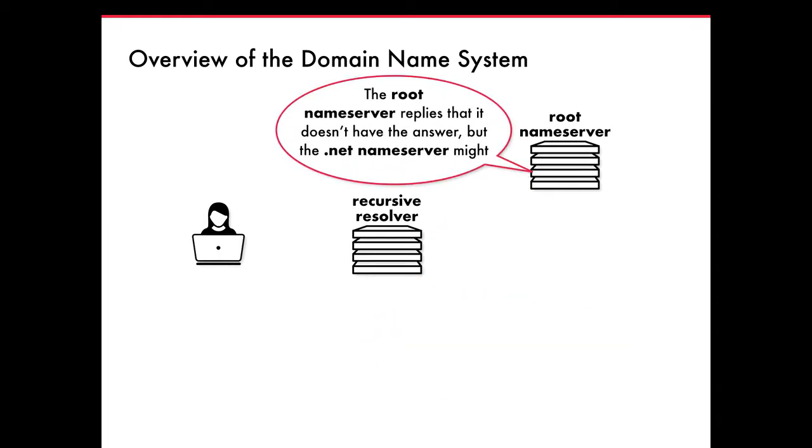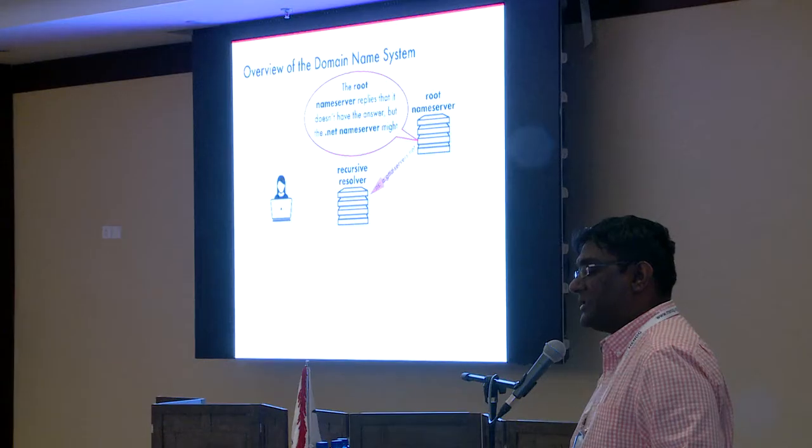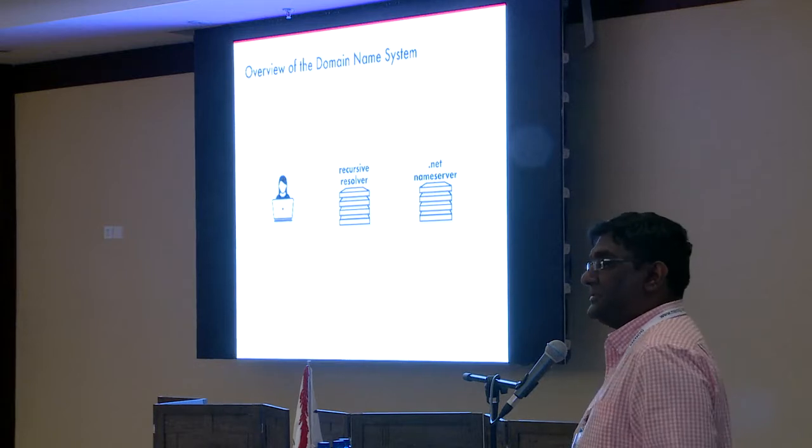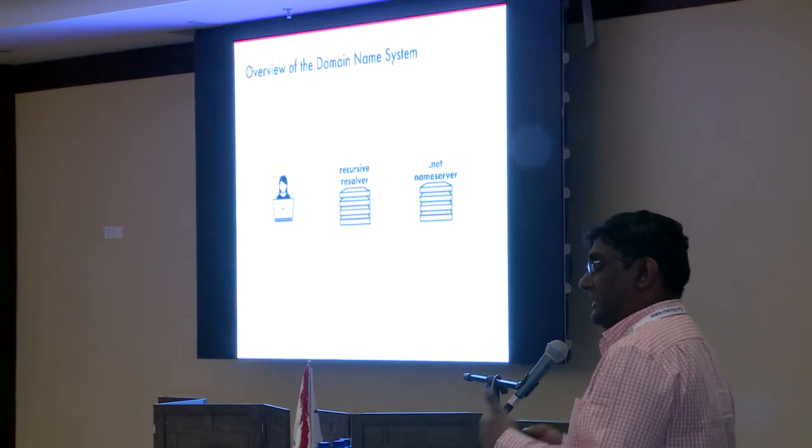It says, how do I get to www.example.com? Now, of course, the root name servers don't know about example.com or example.net. It replies with the information for .net, and you go through the process over and over again. It's the iterative DNS recursive process.